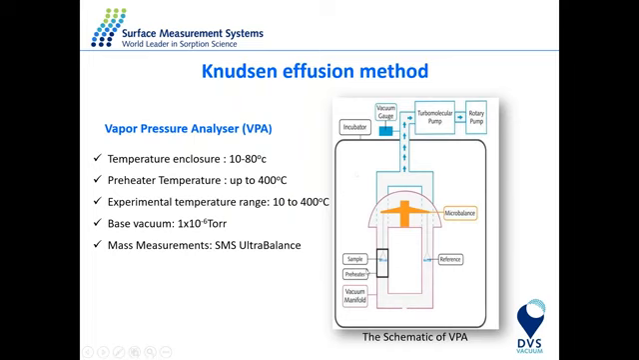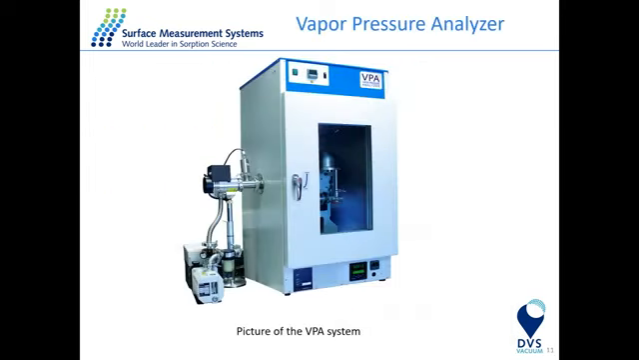Now, some of the samples, especially the oils, are not going to evaporate at low temperatures, below 80. So if we have this kind of sample, what we do is increase the temperature of the sample locally to, let's say, 400 degrees, and we measure the evaporation rates at different temperatures, let's say from 80 up to 300 degrees Celsius, at each temperature for at least 2 or 3 hours. So this is the typical setup for the measurements of the Knudsen effusion method.